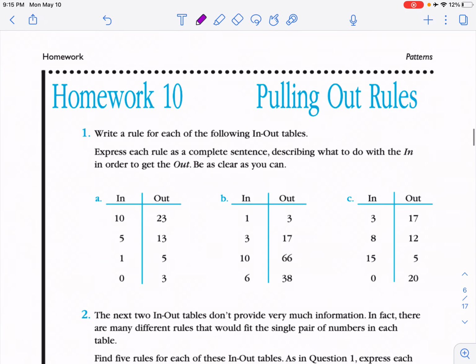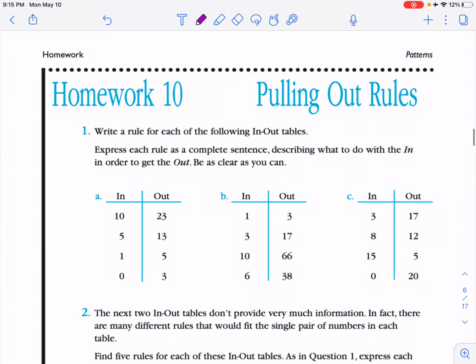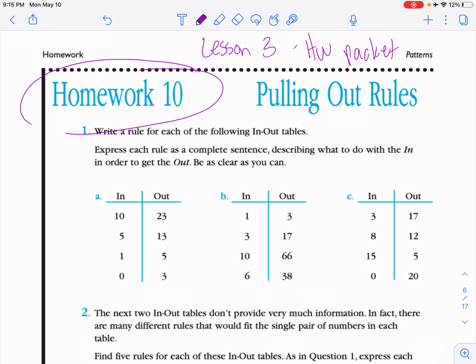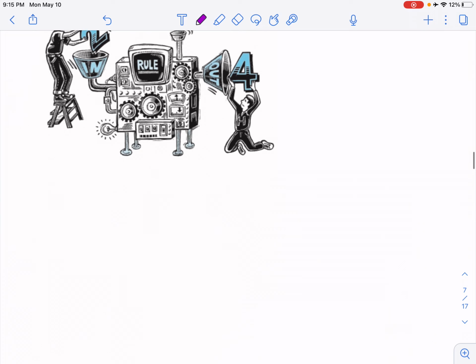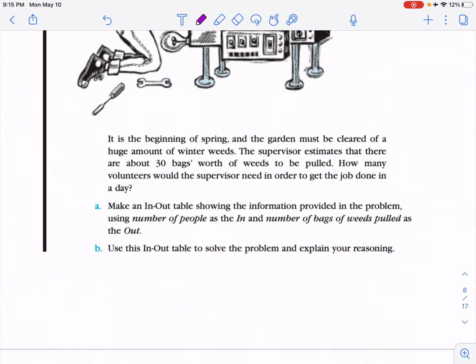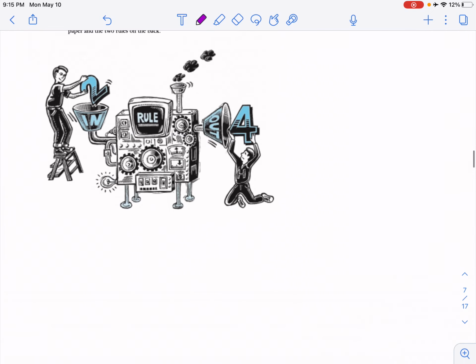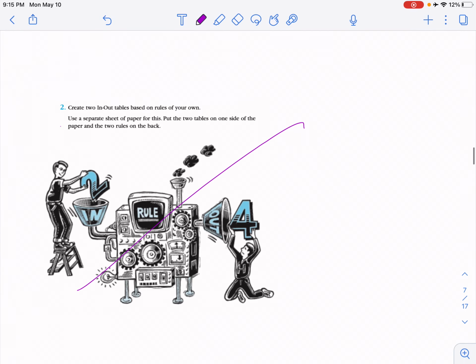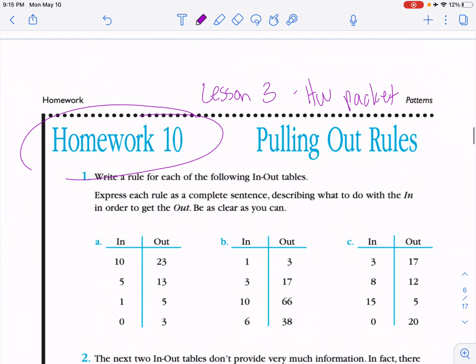I'd like you to try homework 10, is what it says at the top, but this is lesson 3 in the homework packet. Okay, so there's 1, there's 2, there's 3. If you've got plenty of time, you can continue with the story problem of 3 about the garden. But there's 2 pages to that one. Skip that. Don't worry about that right there. But this is what you're looking for in your packet.